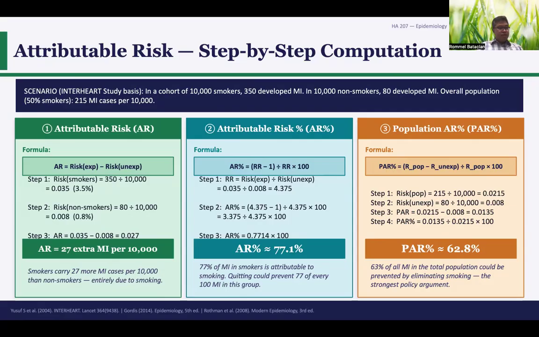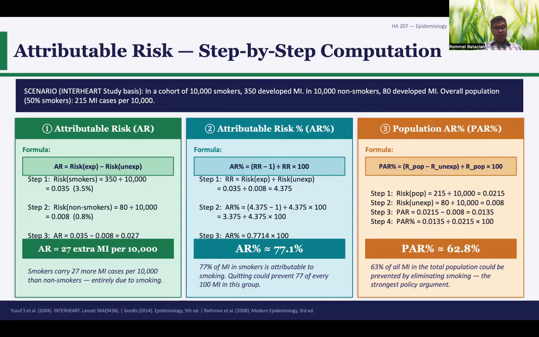So the implication here is if we could remove smoking from those who are actively smoking, cigarette or tobacco, using tobacco or even vape, we would expect 27 fewer cases of myocardial infarction per 10,000 population. So that is attributable risk.